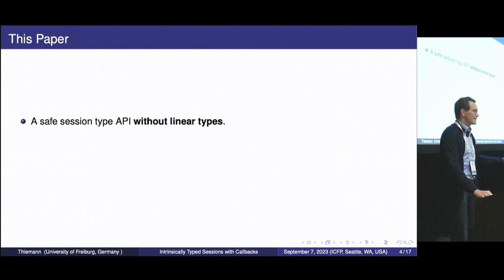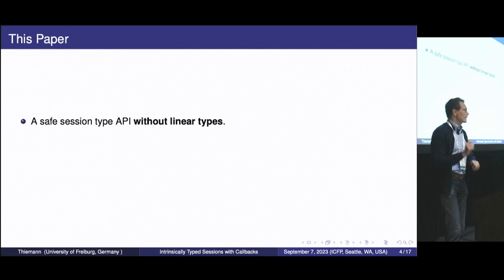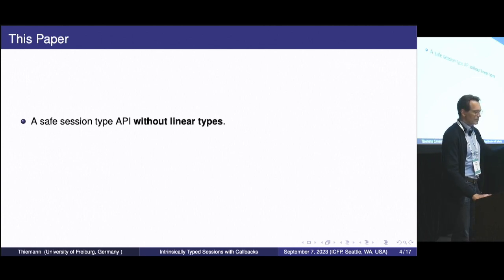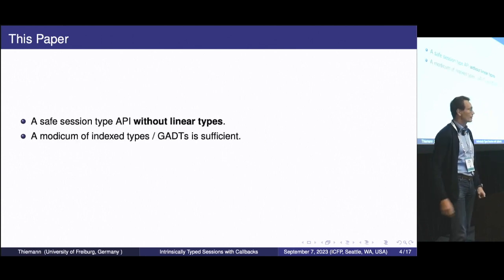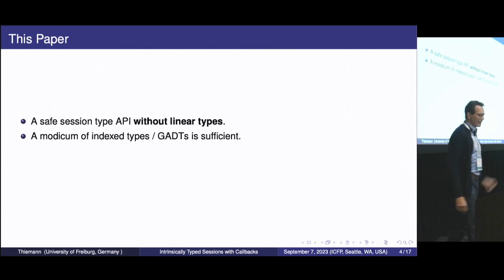You have this nice theory where everything is protocol safe and type safe, and then there's always this linearity. Do I actually adhere to that? Okay, so here I'm telling you, you can do it, and you can be type safe and protocol safe without using any kind of linear types. And it turns out a modicum of index types, or you might say GADTs, is sufficient to do that.